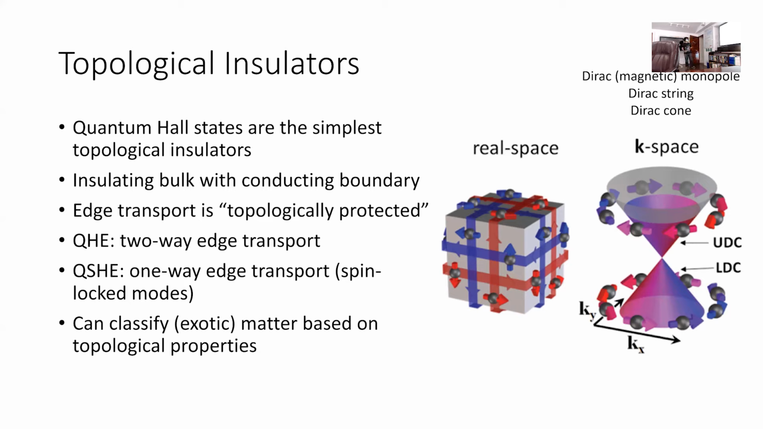So these quantum Hall states are examples of topological insulators, and a topological insulator has an insulating bulk with a conducting boundary. And what ends up happening in these systems is transport on the edge of the boundary is topologically protected. And in this quantum Hall effect, there ends up being this two-way edge transport that we can have. And so, as it turns out, there's a lot of different exotic matter states. And it turns out we can classify these exotic matter by looking at their topological properties, as that ends up being a very universal characteristic of the dynamics.